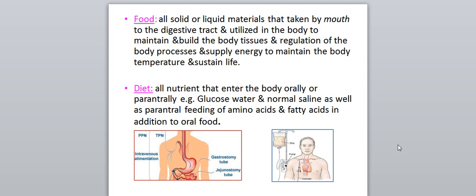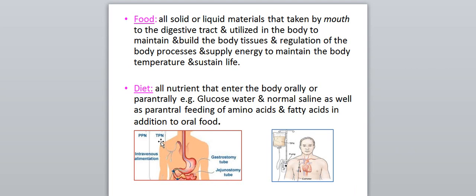So this is the solid and liquid material required to maintain the body process and regulation, building, maintaining body process and supplying energy, while the diet is all the nutrients that enter the body orally or parenterally. Parenterally meaning by any way that enters the GIT, may be through, as we said here, a gastrostomy, a jejunostomy tube, or intravenous alimentation, total parenteral nutrition, that's by IV line, and so on.